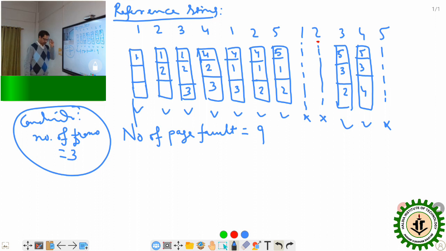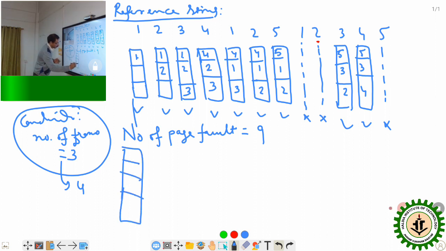Clear? Now, the question is that we would expect that if we increase memory, that means if we allocate more memory, then the number of page faults is reduced. This is our expectation. Okay. So if we allocate more memory, then the number of page faults reduces. That means more memory, so instead of 3 frames, if we consider the number of frames equal to 4.